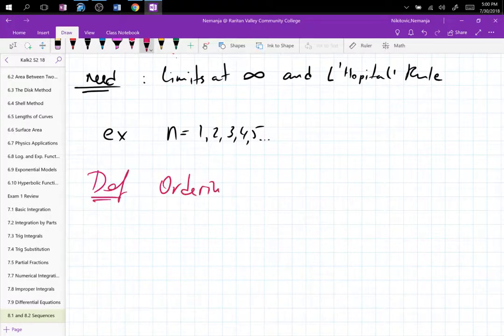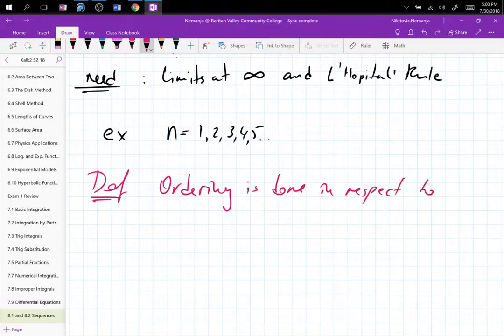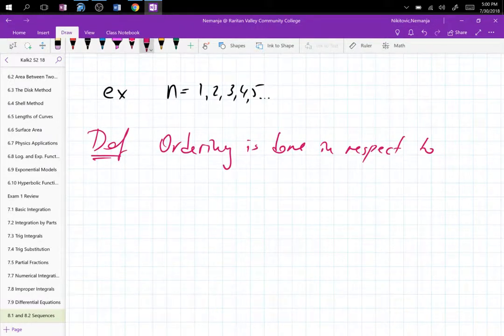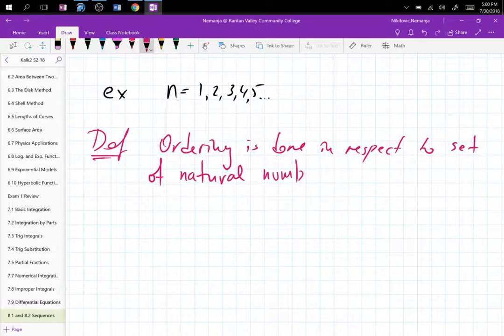Ordering is done in respect to, so ordering, meaning which number goes first, which number goes second in the sequence. So ordering is done in respect to the set of natural numbers n. And n is an element of the set of all natural numbers. It's the double bar, capital N, for the notation.